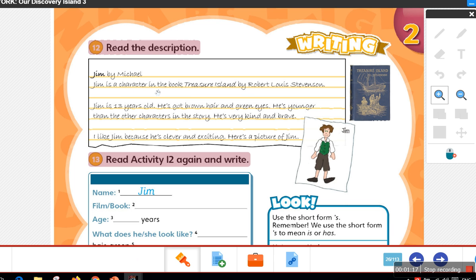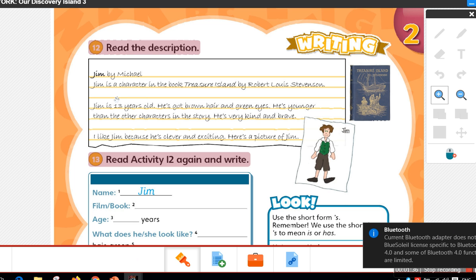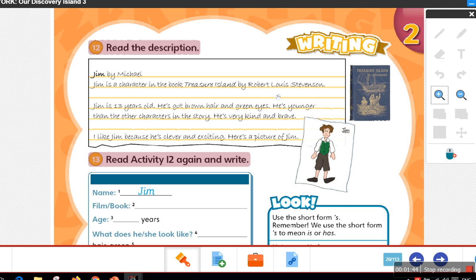Like the lesson before, lesson 5, you read a text about Alice. It was chosen by Judy. Here we have another text about Jim, chosen by Michael. Jim is a character in the book. This is the name of the book, Treasure Island, by Robert Louis Stevenson. So Robert Stevenson is the author of the book Treasure Island, but this text is chosen by Michael.